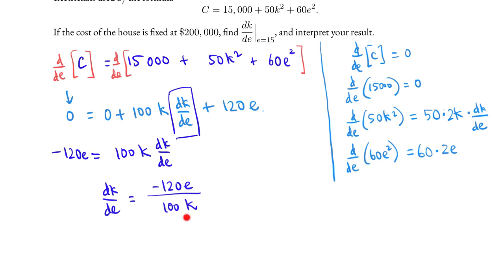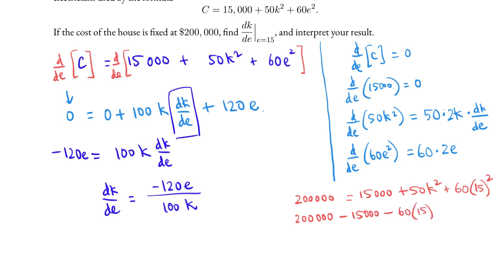We don't have K though, but that is where 200,000 comes in. We go back to the original function. We see that the cost is fixed. 200,000 equals 15,000 plus 50K squared. We don't know K, plus 60, but we know E. E is 15, so we replace E with 15. We will move all the terms without K to the left side. 200,000 minus 15,000 minus 60 times 15 squared equals 50K squared.